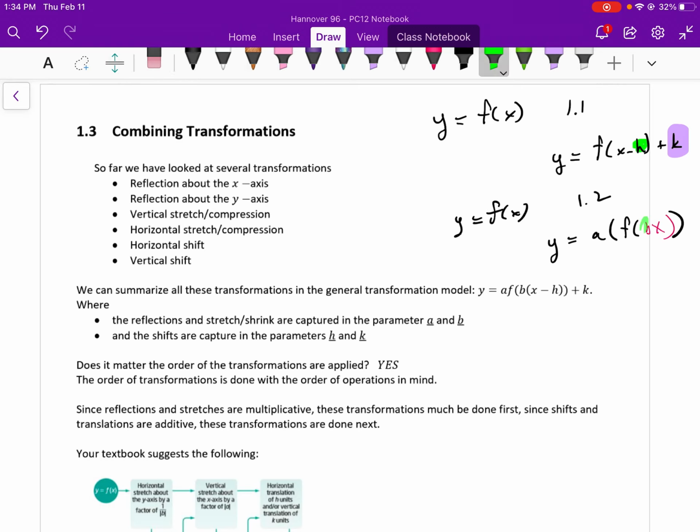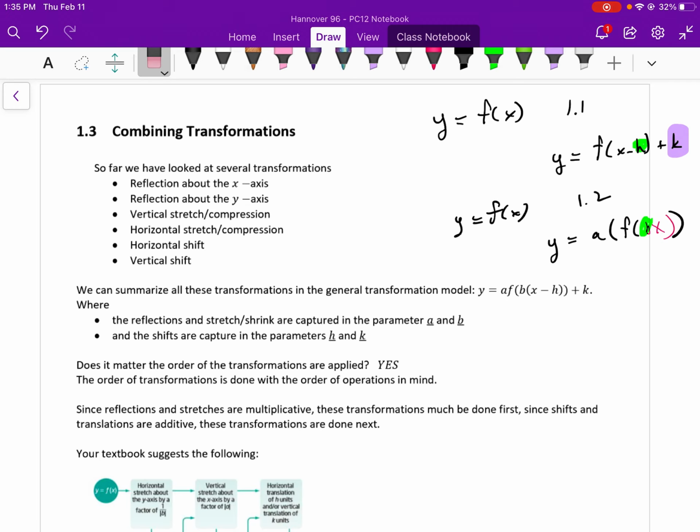Whereas b was a little bit trickier. B was the horizontal stretch, and keep in mind that we're going to stretch by a factor of 1 over b. So if b was negative, we reflected about the y-axis. And if the absolute value of b was not 1, we stretched horizontally by a factor of 1 over b.